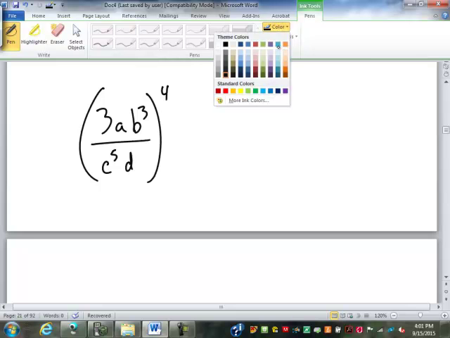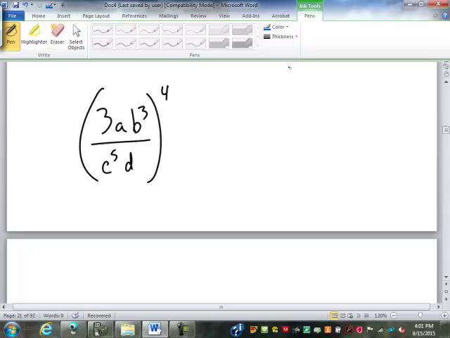So how about this? 3ab to the 3rd over c to the 5th d to the power of 4. Now the first thing we should always do is look and see if there's anything that can be done inside the parentheses. And right now there's not. So now each piece in the parentheses has to be taken to the power of 4. What is 3 to the power of 4? That's 3 times 3 times 3 times 3, which is 81.